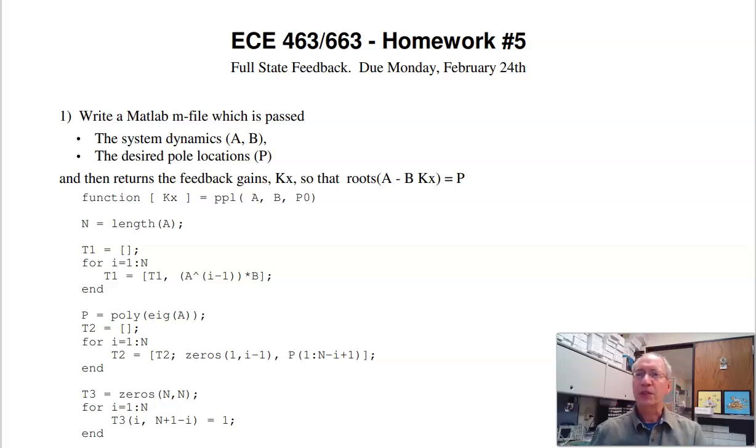Here are solutions to homework set number 5 for ECE 463-663 Modern Control. This homework set looks at full state feedback, or Ackermann's method.